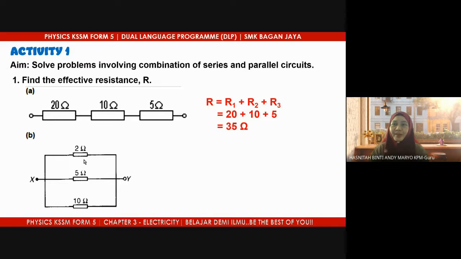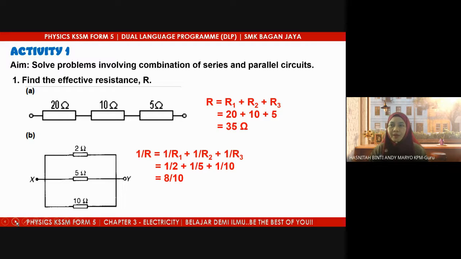Second, what kind of circuit do we have here in B? We have 2 ohm, 5 ohm, and 10 ohm resistors across point X and point Y. So yes, this is a parallel connection. So remember, what is the formula to find effective resistance in parallel? It is given by this. So 1 over 2 plus 1 over 5 plus 1 over 10. And then don't forget to invert, because we want to find R. So you have to invert 10 over 10... it will give you 1.25 ohm, the effective resistance in this parallel circuit.